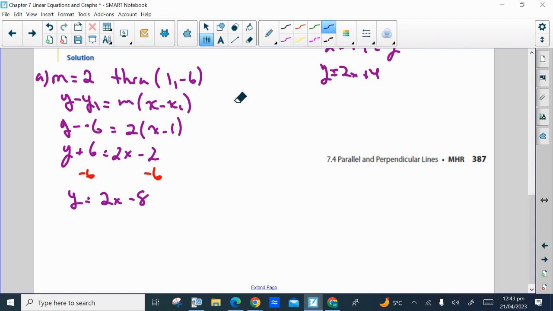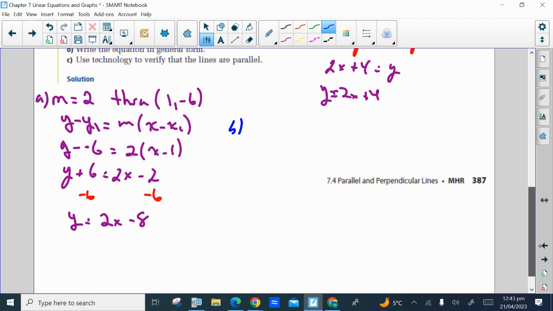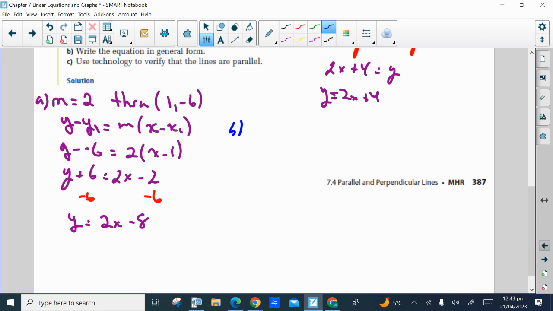Part B asks us to write it in general form, which remember, everything on one side equal to 0 on the other, no fractions or decimals, and the x term is positive. The x term is positive, so I would leave the 2x on the right. I will bring the y over by subtracting it from both sides, and the minus 8 stays on the right. It doesn't move, so its sign doesn't change. So there's the equation in general form.